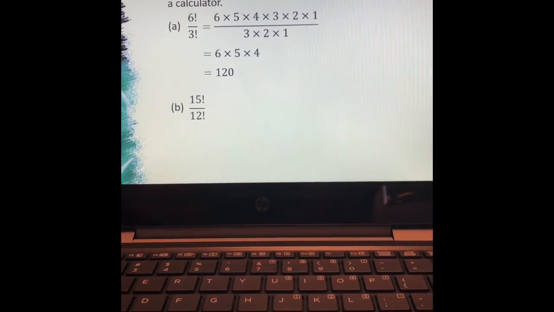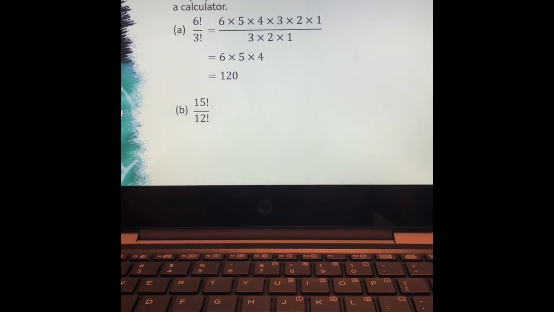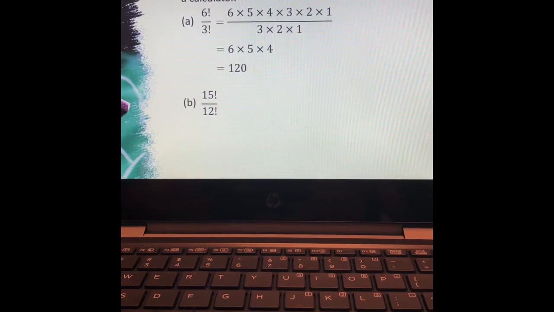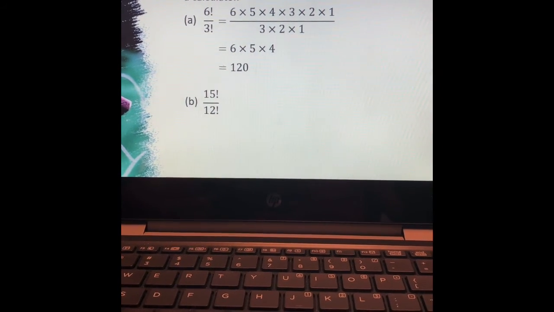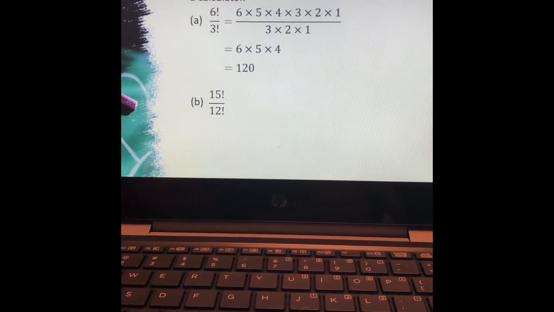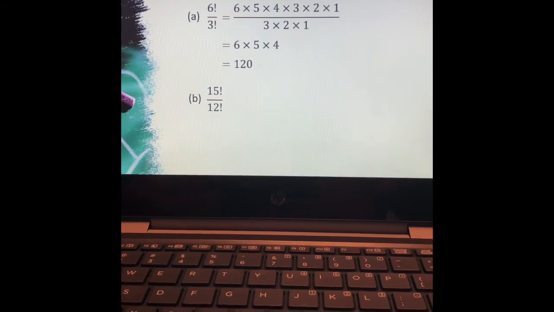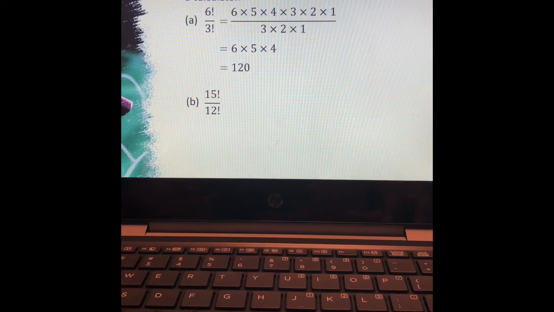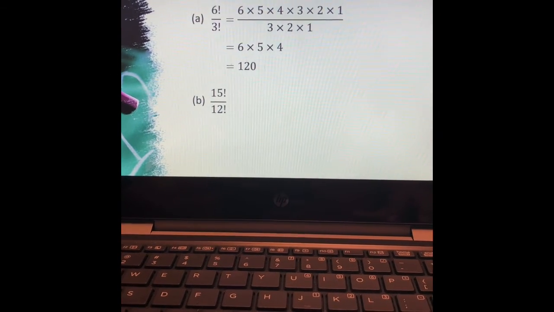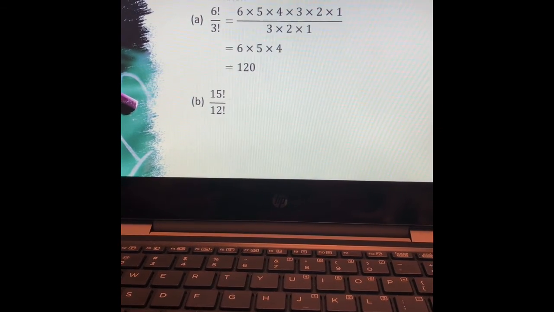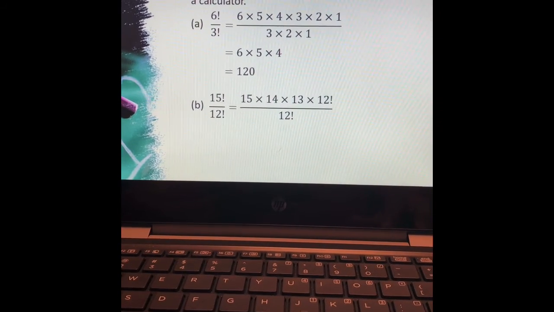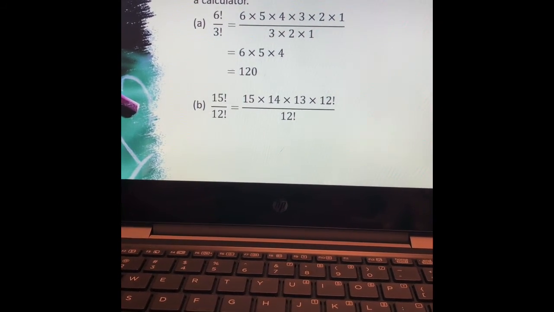So that works both ways. If we wanted to go 6 times 5 times 4 and show it as a factorial, you go 6 factorial divided by 3 factorial, you get rid of everything beyond 4. The next one's 15 factorial divided by 12 factorial. That is going to be 15 times 14 times 13. Everything else is canceled out.